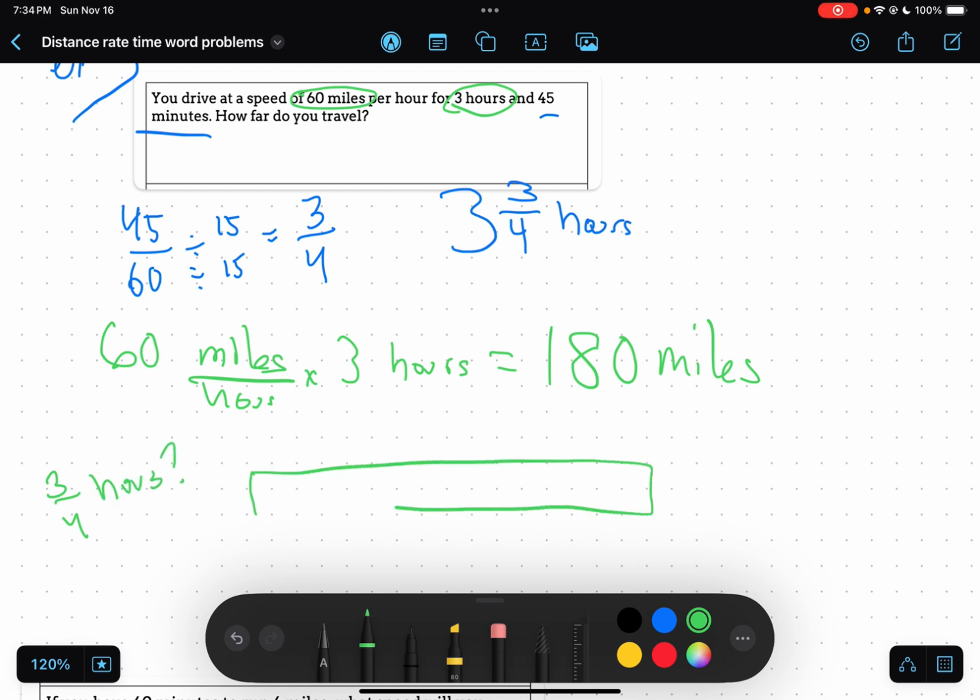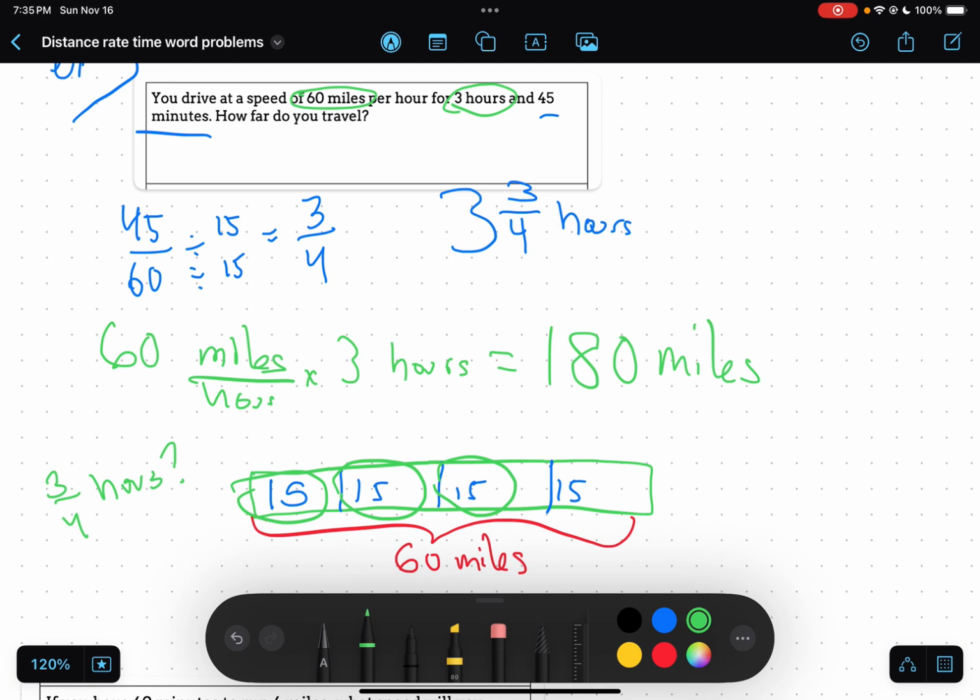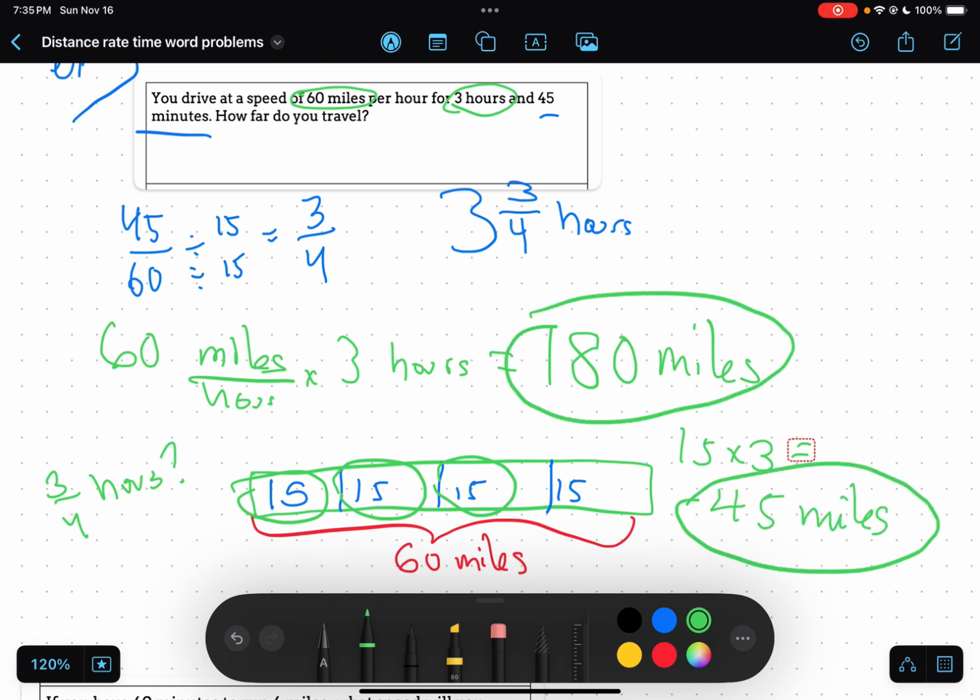So let me think of it as a tape diagram. So this is 1 hour. I know in my total hour, it goes 60 miles. So let's break it into fourths. So that means each 1/4 of an hour is 15 miles. And so 3/4 is going to be 15 times 3. So it's 45 miles. So I'll put those two together. And so my answer to this problem is 225 miles.